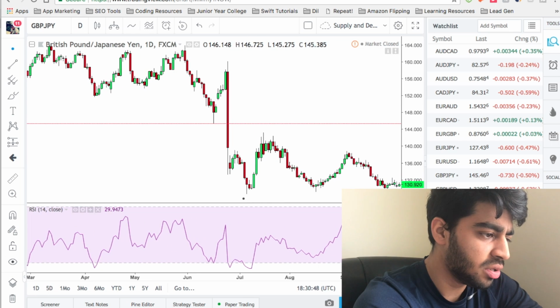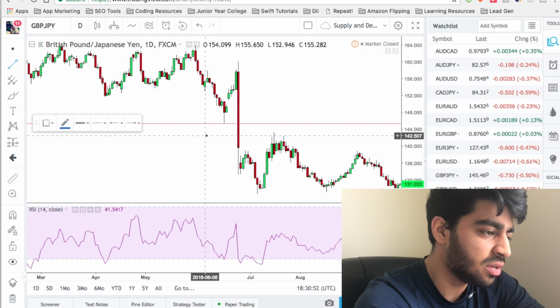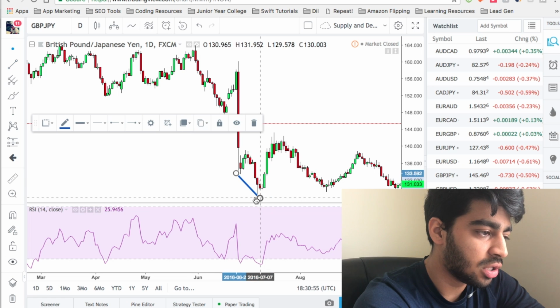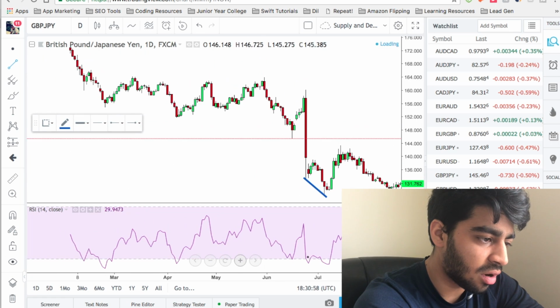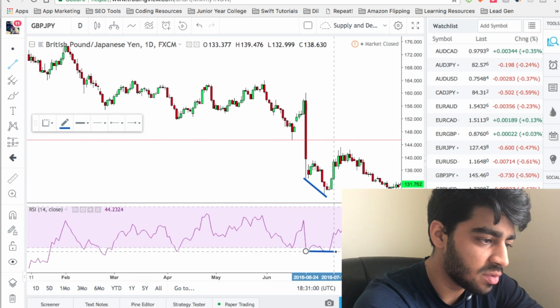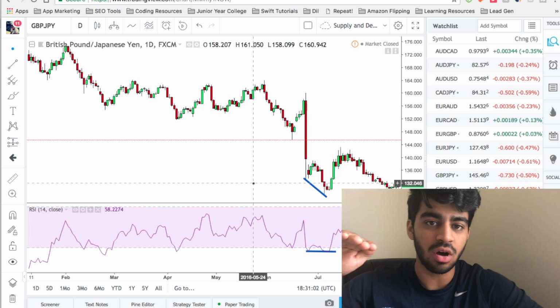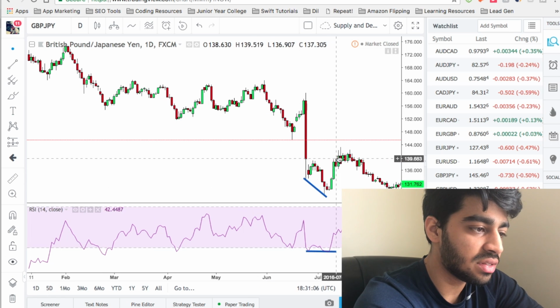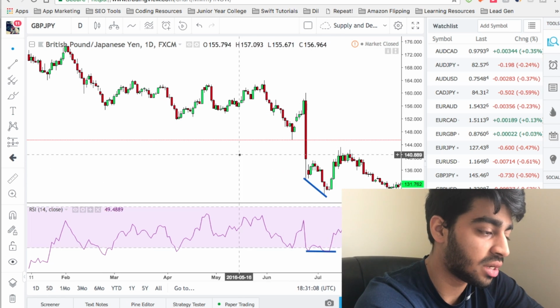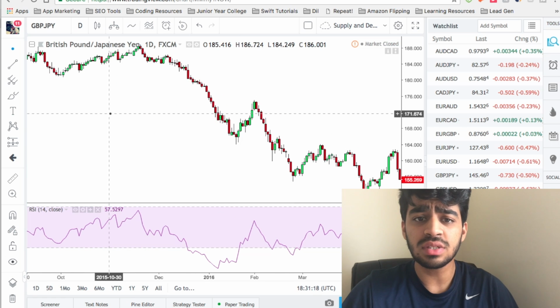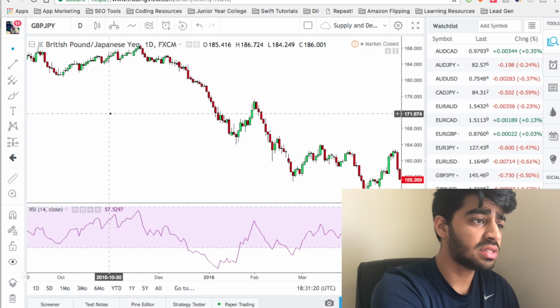So let me try to find some bullish divergence. Here is a pretty good example of bullish divergence. So you have lower lows, but RSI is almost showing a different thing. It's almost the same. It's a leveled off RSI. And then after that, you can see that the prices shot up pretty quickly. So those are a few examples of RSI divergence in action.